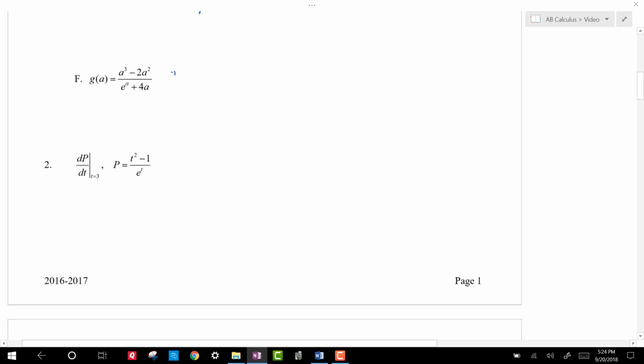More product rule in letter F here. I'm going to take g prime of a will equal the derivative of the numerator, that's 3a squared minus 4a, times the denominator, that's going to be e to the a plus 4a, minus the numerator, a cubed minus 2a squared, times the derivative of the denominator.